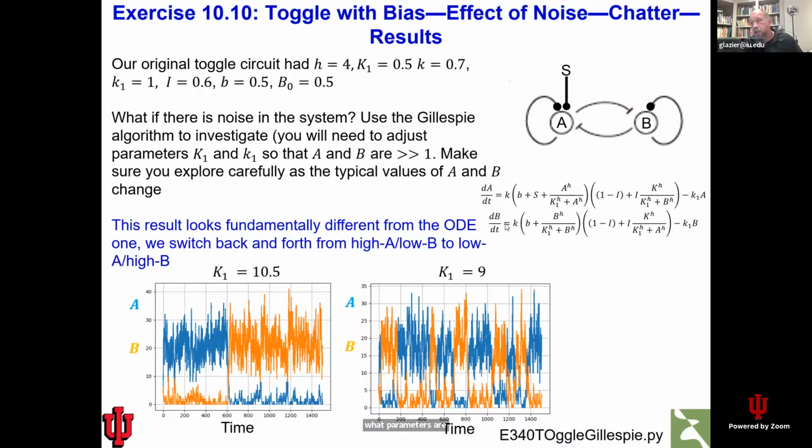Now, the easiest one is if I make the concentration of A, the high level, not 30, but 100 or 200 or 300, then the frequency of switching is very low. But that's a bit of a cheat. That's saying, well, if I were not in the stochastic regime, then I wouldn't have switching. So the question is, if I keep the range of A and B the same, what are the other parameters?